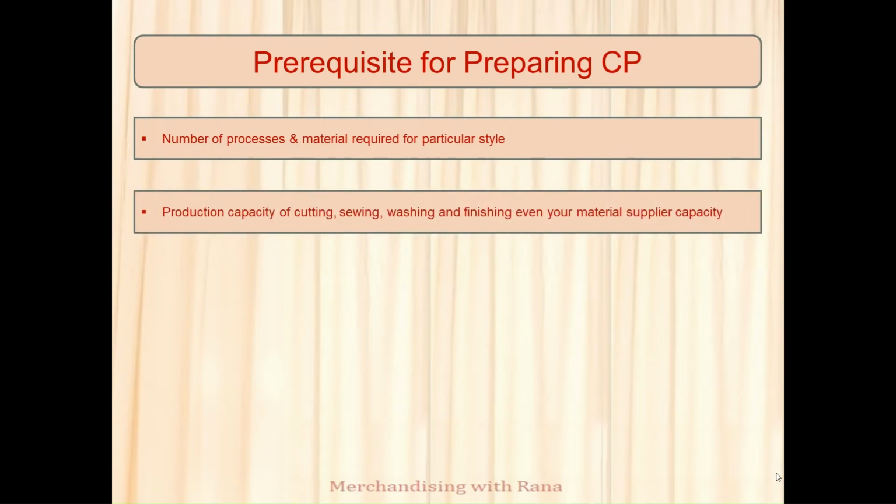Production capacity of cutting, sewing, washing, and finishing, even your material supply capacity. For different style, cutting, sewing time will be changed. So you need to check if you have enough capacity for that particular time. Even your material supply might overbook at that particular time. So you need to check before making CP.